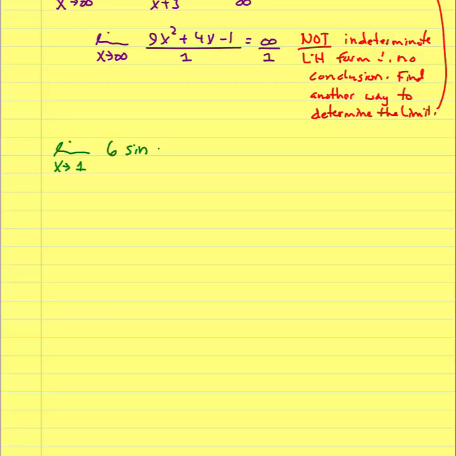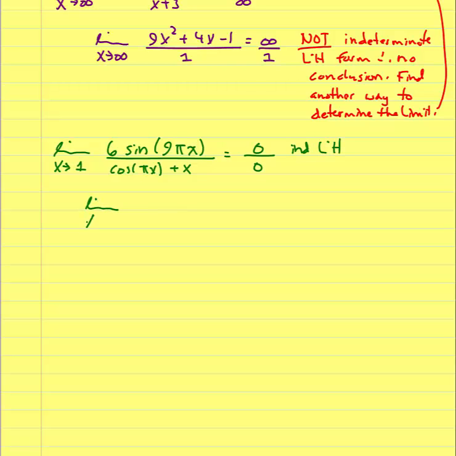Let's look at 6 sine 9 pi x over cosine pi x plus x. Now notice the plus x is not part of the limit. Let's go ahead and plug directly in. So if I plug in 1 for x, I get the sine of 9 pi, which is 0. 6 times 0 is 0. Over here, when I plug directly in, I get the cosine of pi, which is -1. -1 plus 1 is 0. 0 over 0 is indeterminate L'Hopital's.